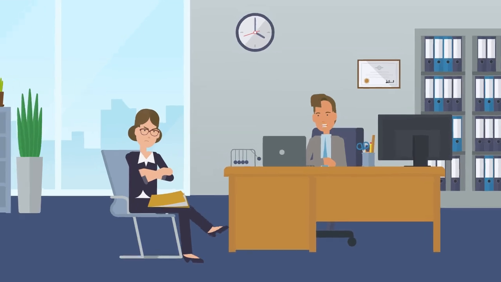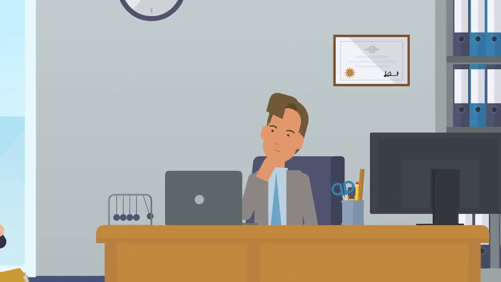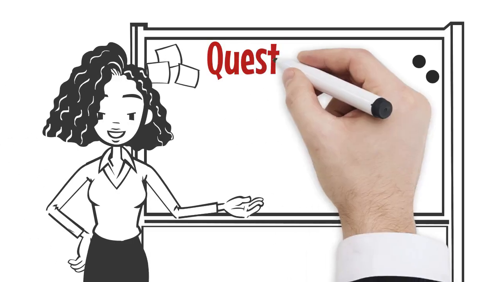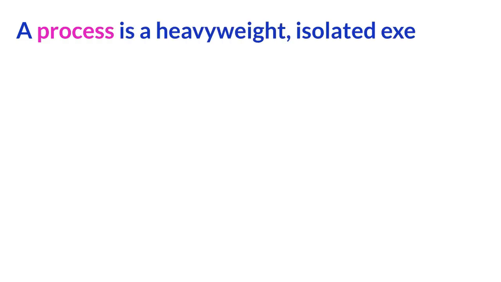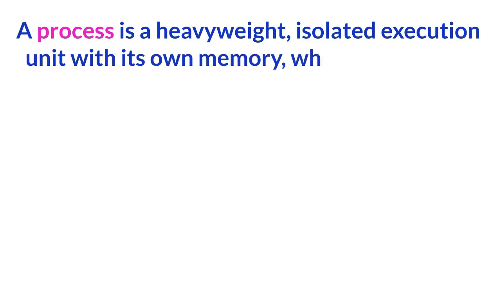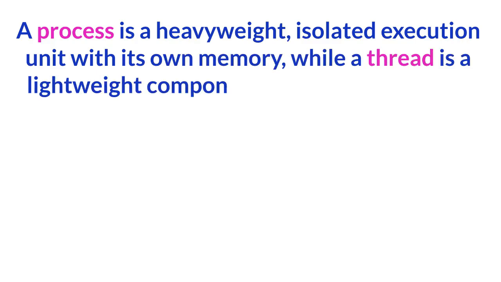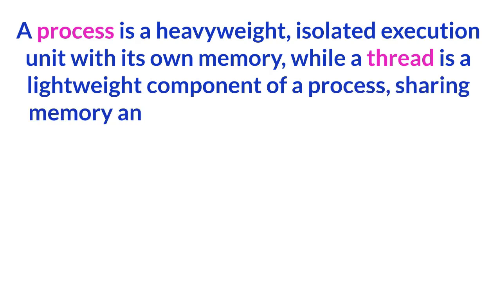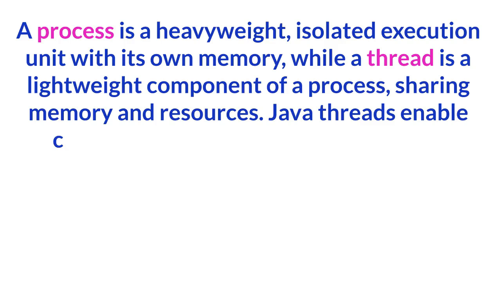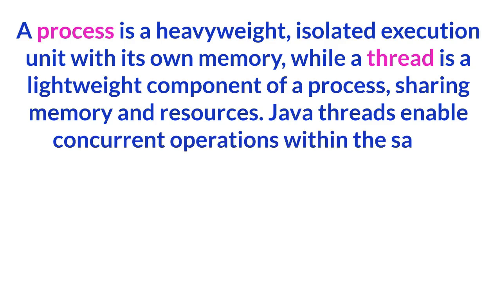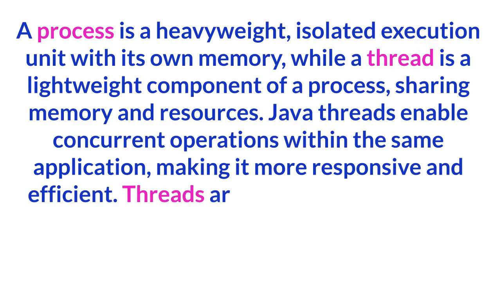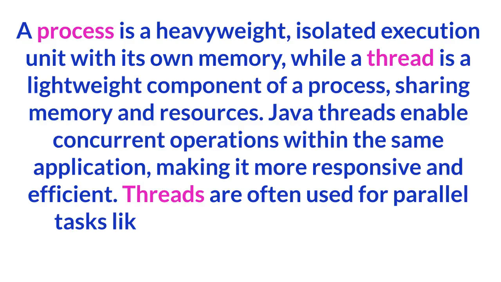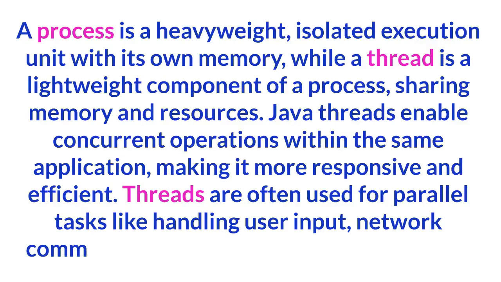What is the difference between a thread and a process in Java? A process is a heavyweight, isolated execution unit with its own memory, while a thread is a lightweight component of a process, sharing memory and resources. Java threads enable concurrent operations within the same application, making it more responsive and efficient. Threads are often used for parallel tasks like handling user input, network communication, or background calculations.